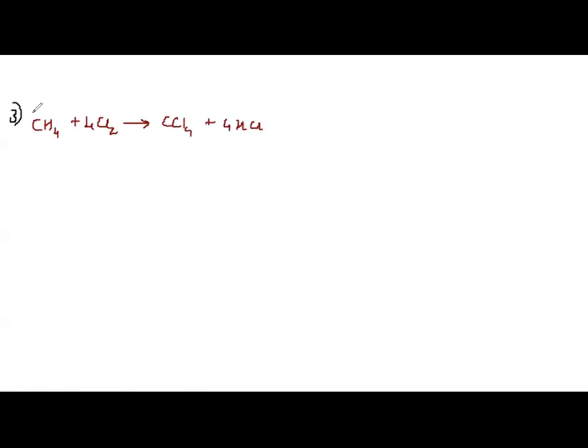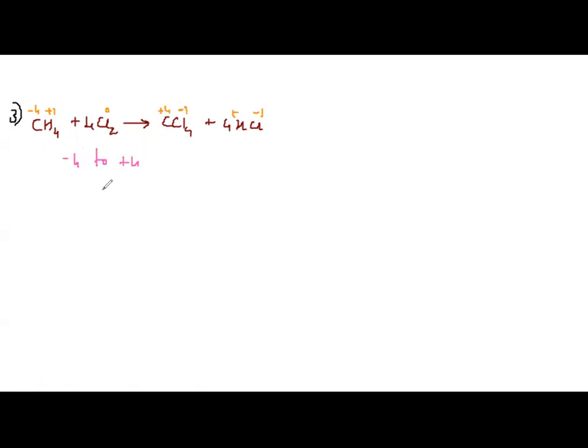Write the oxidation states. Let us see. Hydrogen has +1, +1 into 4 is +4, so carbon becomes -4. Here Cl2, this is 0. Here it is +1 and -1. Here Cl is -1, -1 into 4 is -4, so carbon becomes +4. Getting? So how is it changing? It is changing from -4 to +4. The oxidation state is changing from -4 to +4.